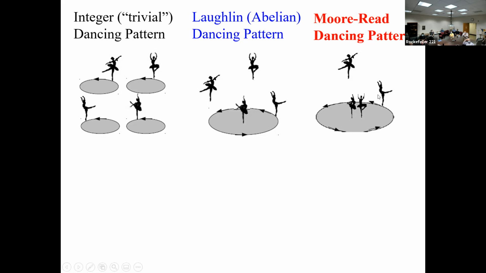So in this dancing pattern, you actually allow two dancers to get as close as is allowed by the Pauli exclusion principle, okay? However, when two of these electrons are close together and doing their intimate things, a third electron, or third dancer, has to actually stay away from this couple. And more specifically, in the Moore-Read case, you need to stay four steps away, okay?